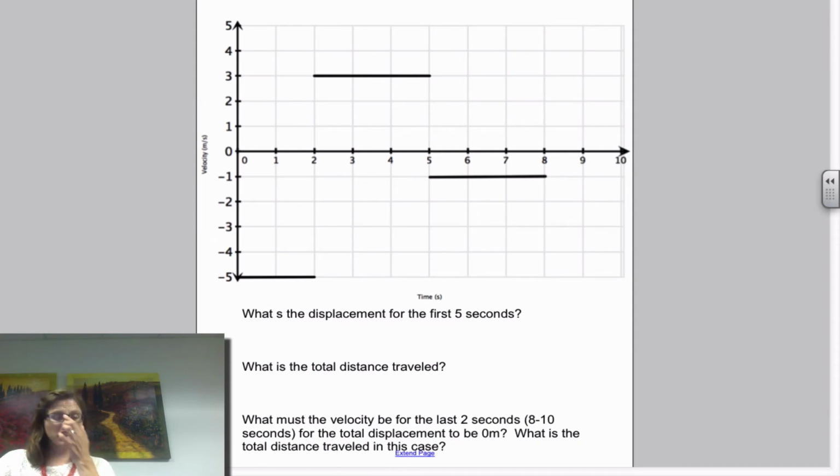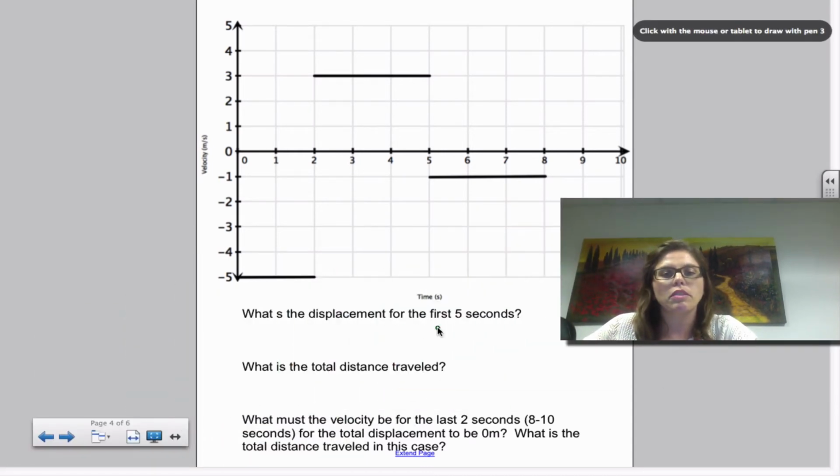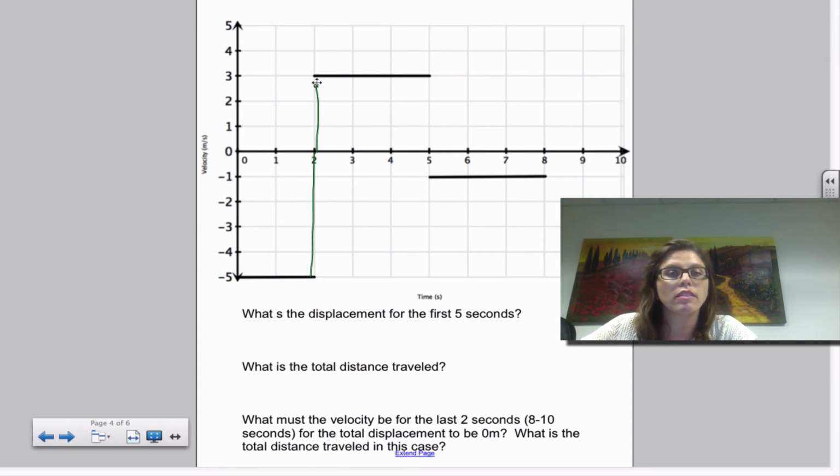Okay, so I have a new velocity time graph right here, and I'm asking you some questions. What is the displacement for the first 5 seconds? So for the first 5 seconds, we have 2 kinds of velocity. You could always draw your boxes from the time axis to wherever your constant velocity line is. Now, part 1, part 2. So velocity times a change in time is equal to our displacement.